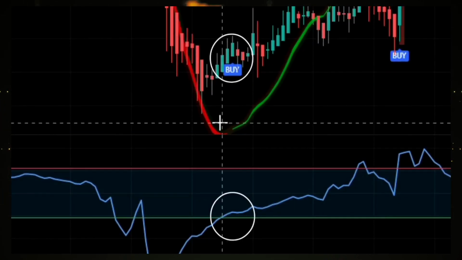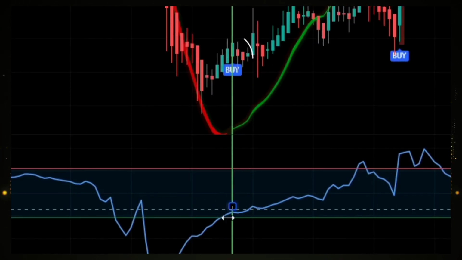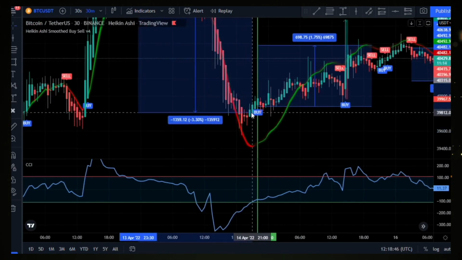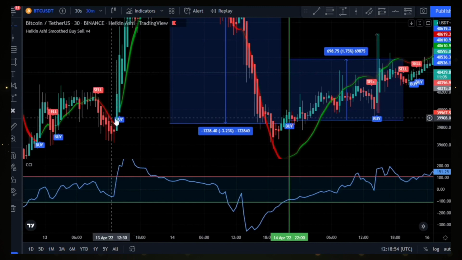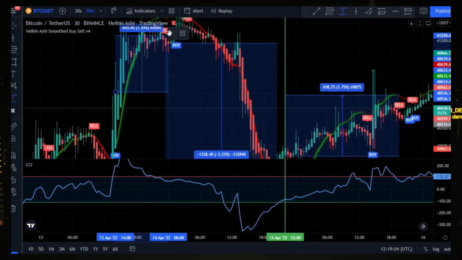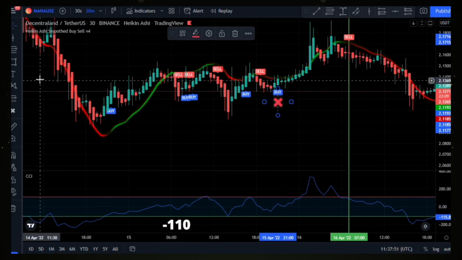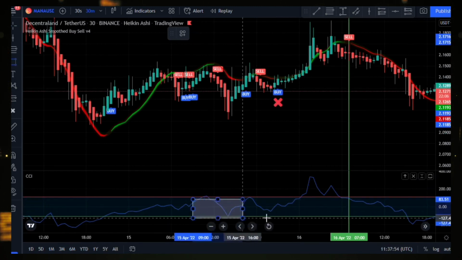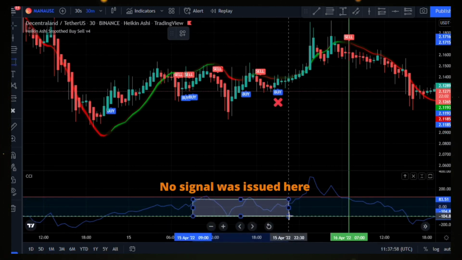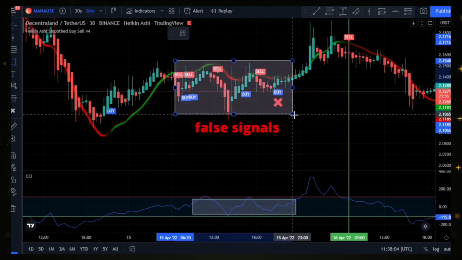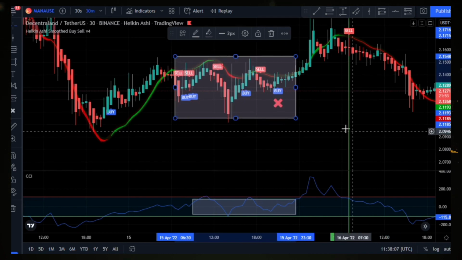I'll present some position examples using these two indicators. Let's look at the price chart when it's in range mode. To simply filter out erroneous signals, I set the number 100 of these CCI lines to 110. The CCI indicator has not produced any signals here, but the heikin ashi indicator has issued several misleading signals, which the CCI indicator has filtered with its new adjustments.